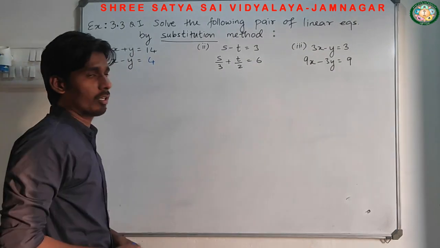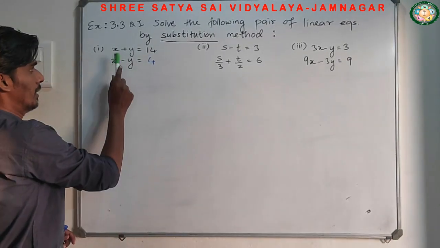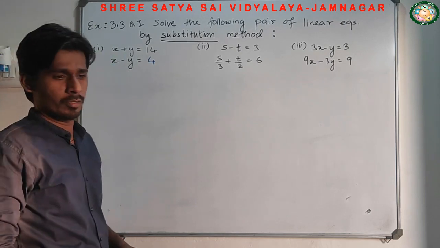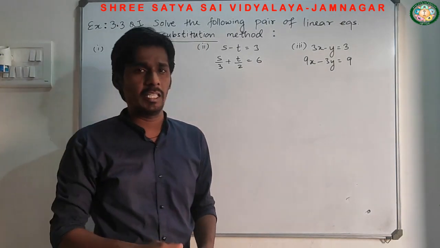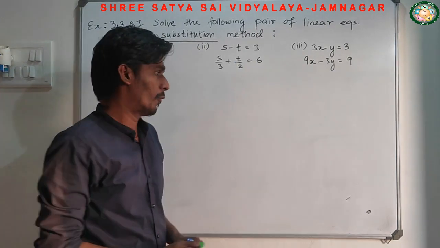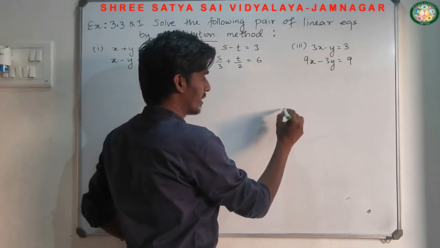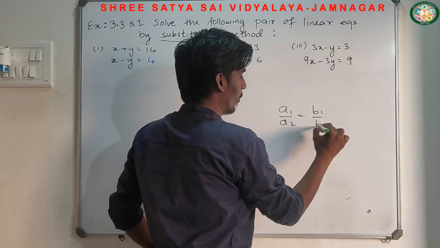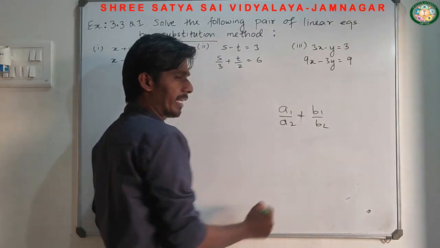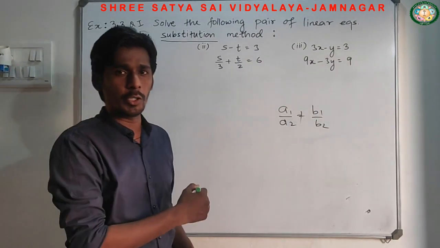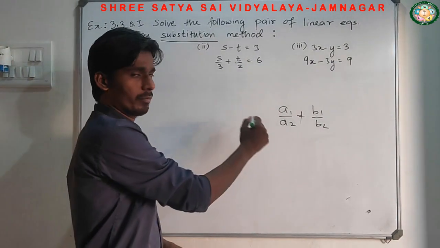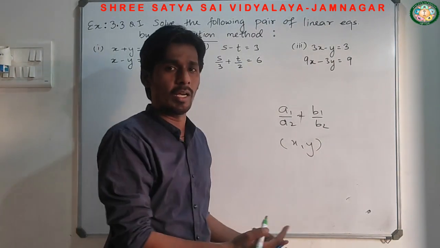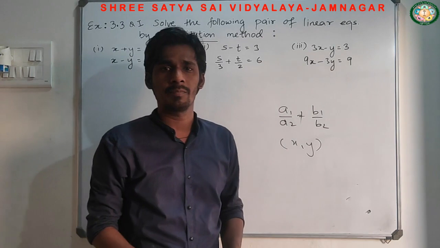So let's start solving the first question: x plus y equals 14 and x minus y equals 4. Before solving any equation, first verify the condition for a unique solution: whether A1 upon A2 equals B1 upon B2 or not. If they are not equal, then only we get a unique solution. Unique solution means x and y have only one value. Then only we are supposed to solve the equation.